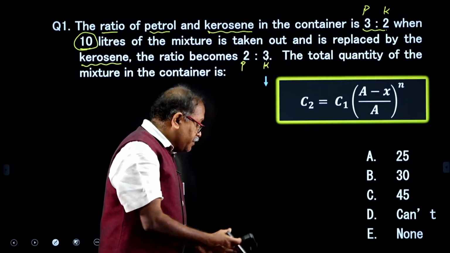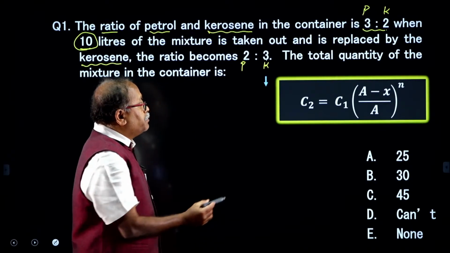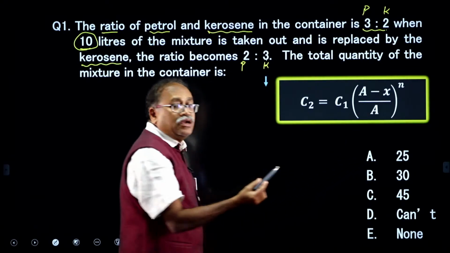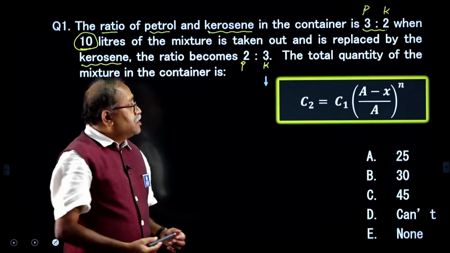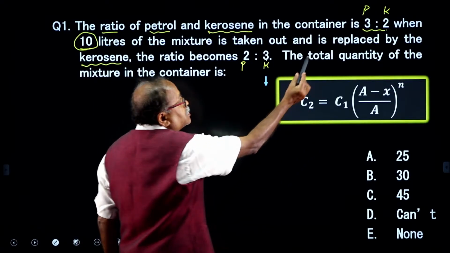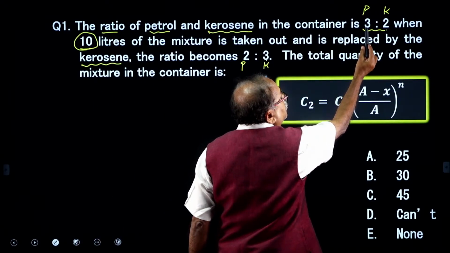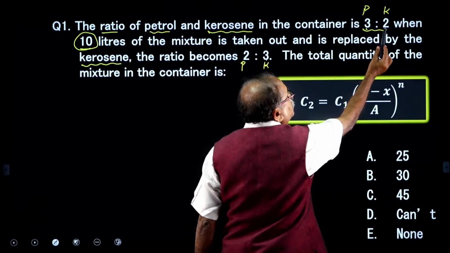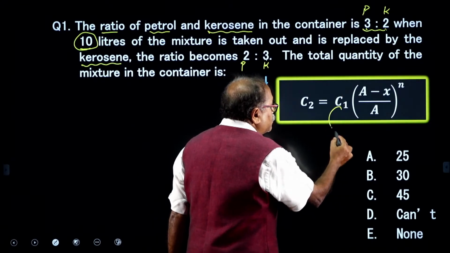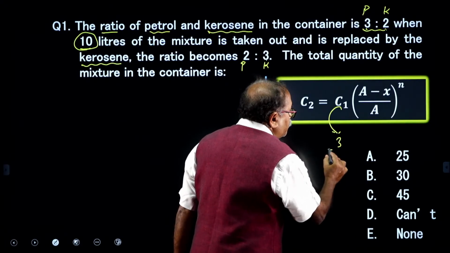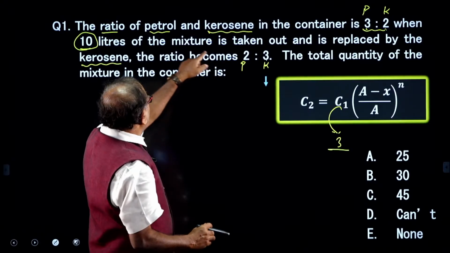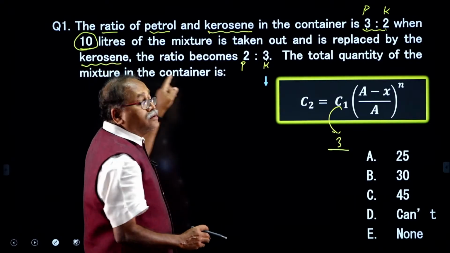This is the formula, and it is a very important formula, that is C2 is equal to C1 into (A minus x by A) to the whole power n. What is this C1 and what is C2? So, the first ratio here, that is 3 by 3 plus 2, 5. This is my C1. 3 is the petroleum, and what is again poured is the kerosene.